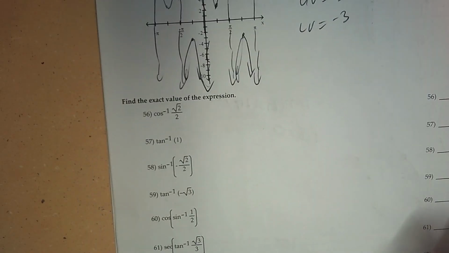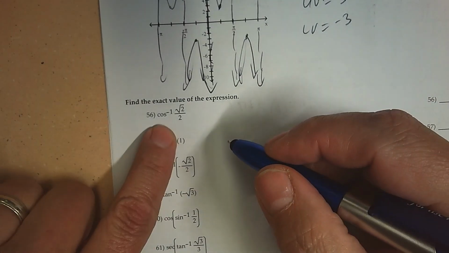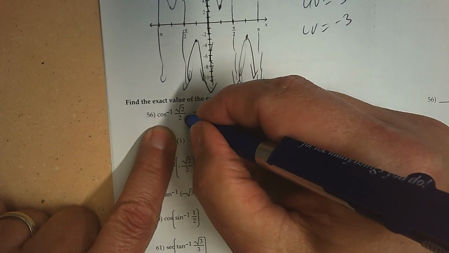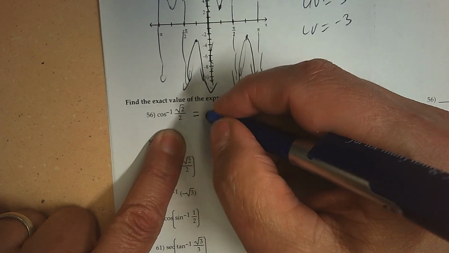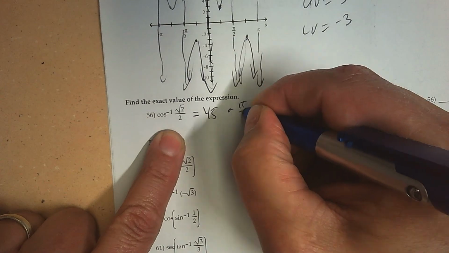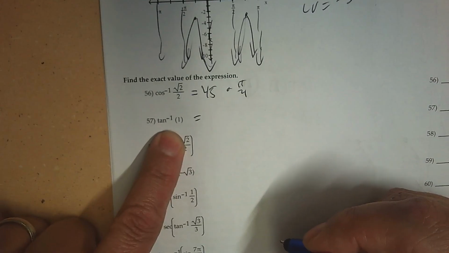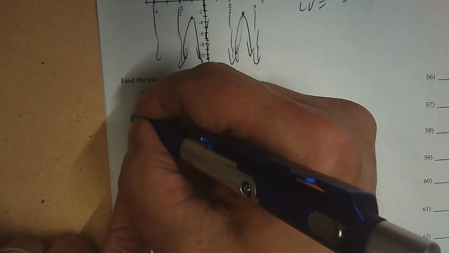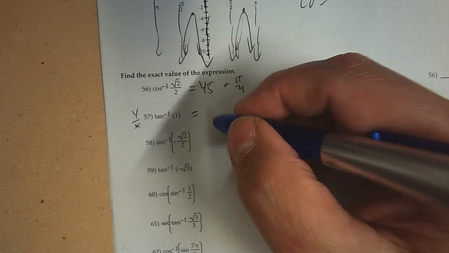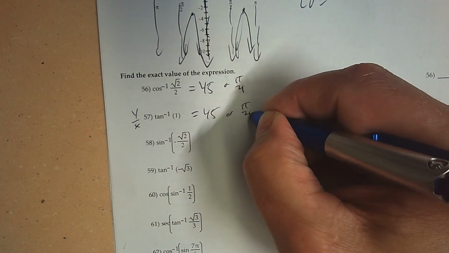All right, some inverse trig. Inverse cosine root 2 over 2. At what angle is the x-coordinate root 2 over 2? And it's 45 or pi over 4. Inverse tangent, positive 1. So y divided by x. Which reference angle? Again, it's 45 or pi over 4.